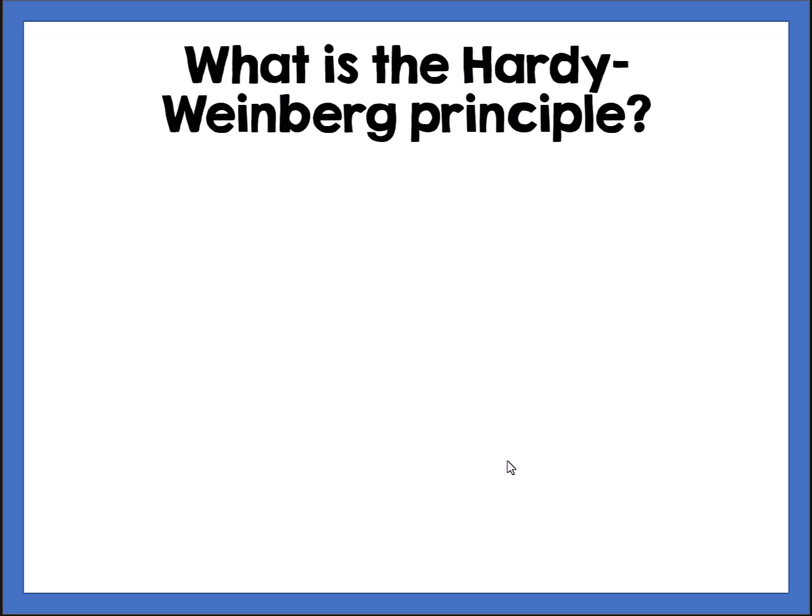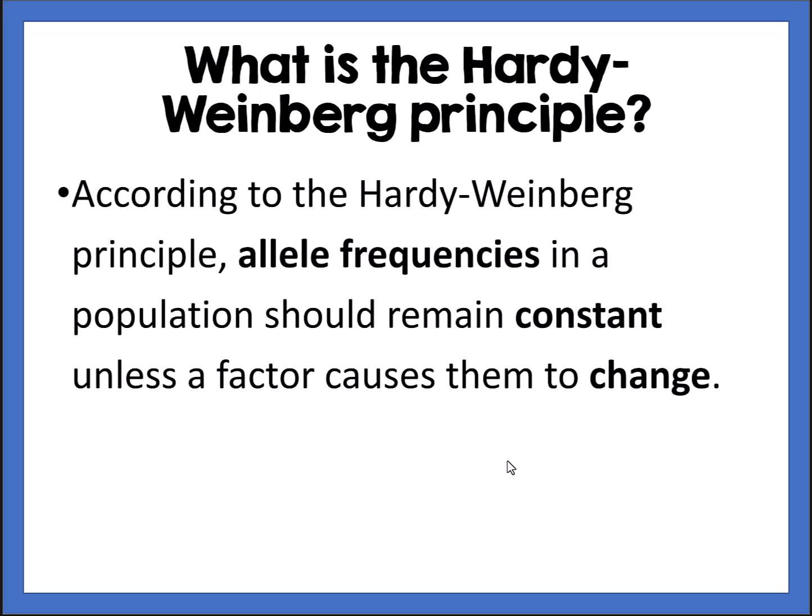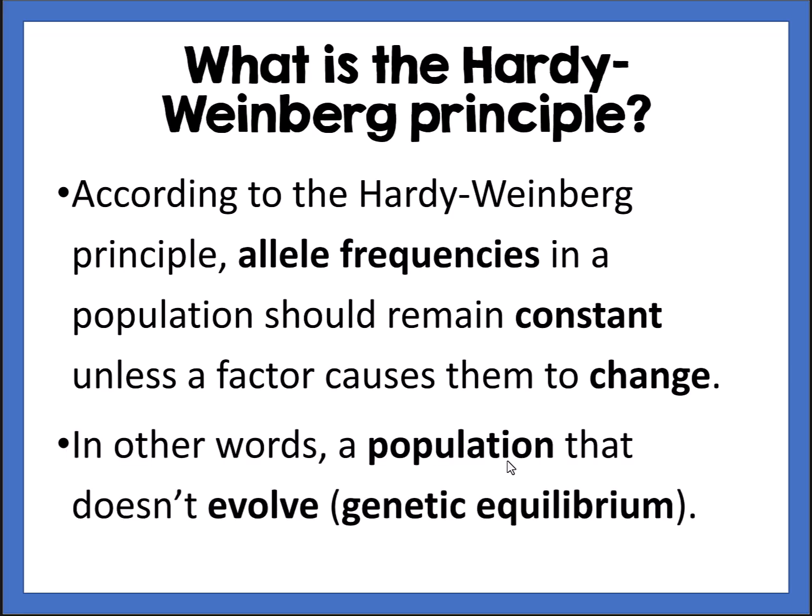What is the Hardy-Weinberg principle? According to the Hardy-Weinberg principle, allele frequencies in a population should remain constant unless a factor causes them to change. In other words, a population that doesn't evolve is at what we call genetic equilibrium. So this is a population in which the allele frequencies, or the genetic diversity, do not change over time.